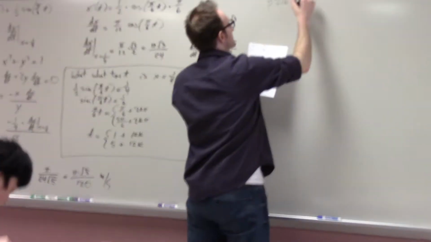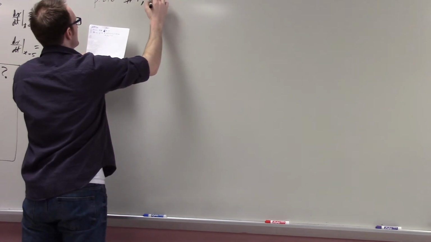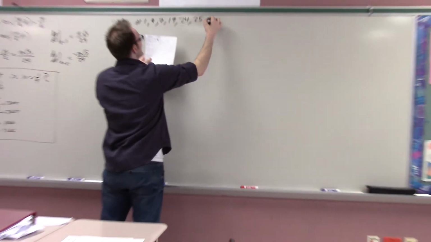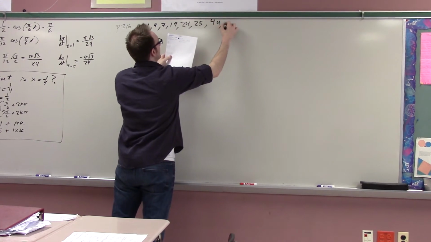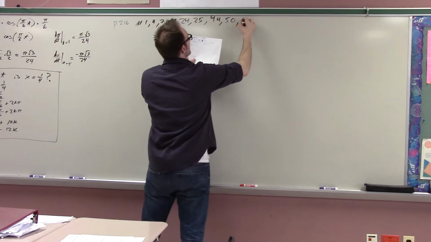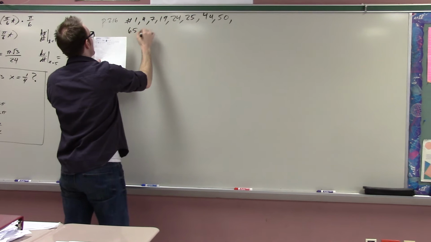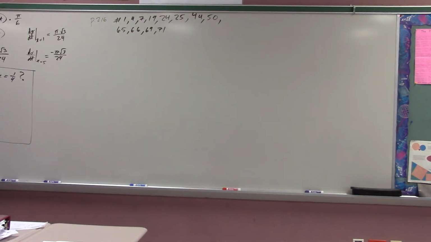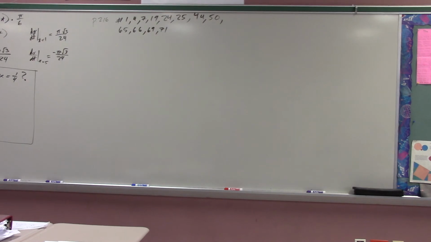All right, there were other problems from the other section. So page 216, it was like 1, 4, 7, 19, 24, 25, 44, 50, 65, 66, 69, and 71. Let's do a couple of these. I picked out a couple.